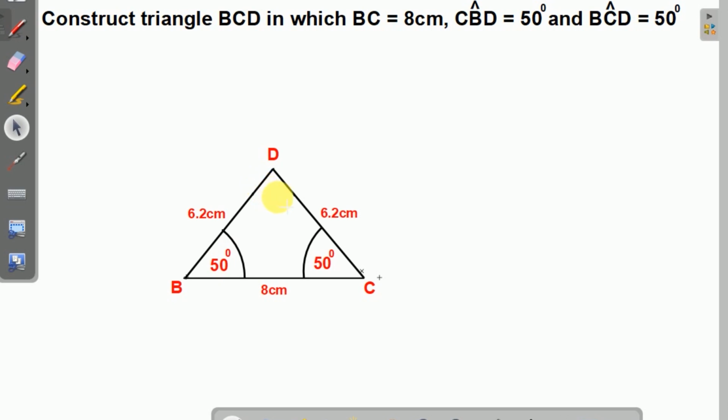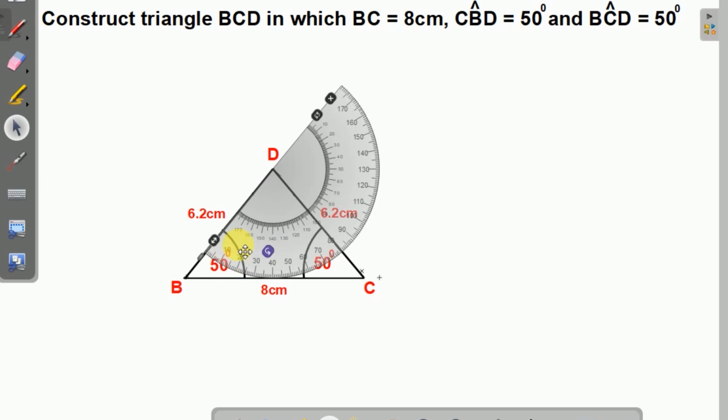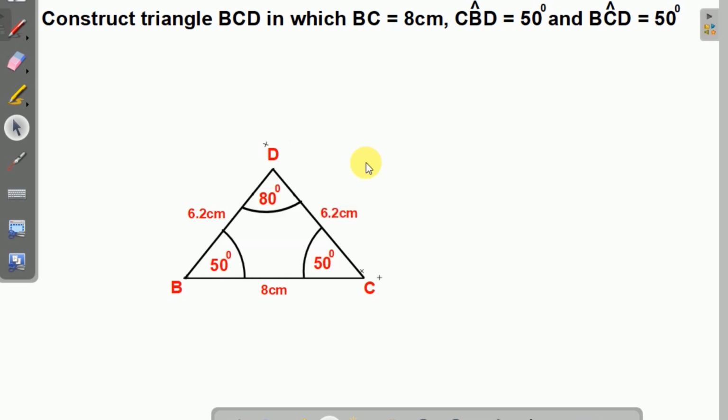So let us prove that with a protractor. So if we put our protractor at D, we can calculate the angle which is at D. So as you can see, that's going to be 80 degrees. So as you can see, the angle at D is 80 degrees. So that's how we can construct triangle BCD.